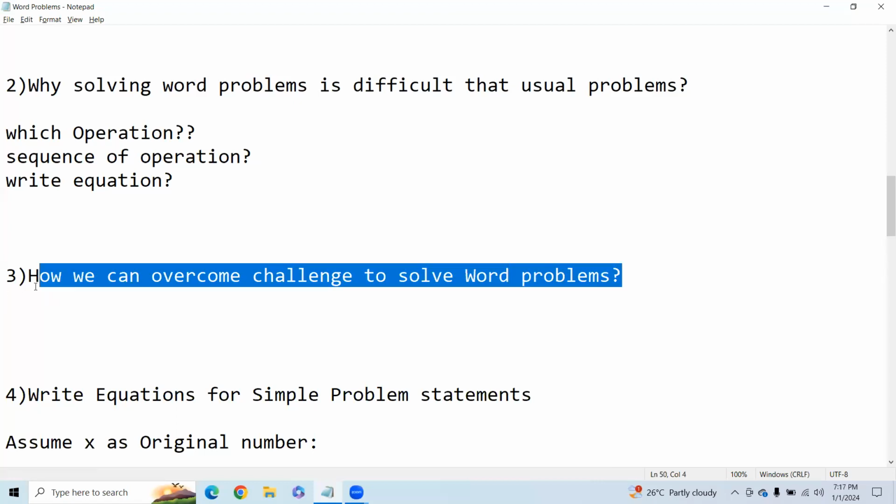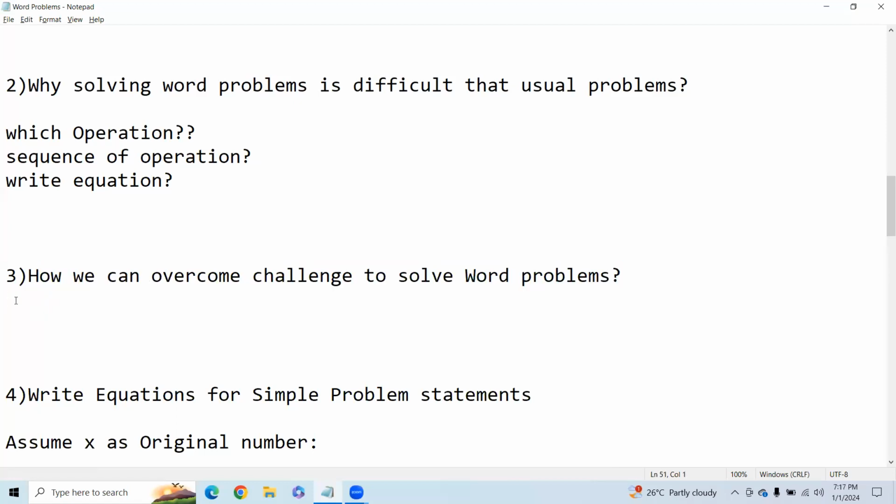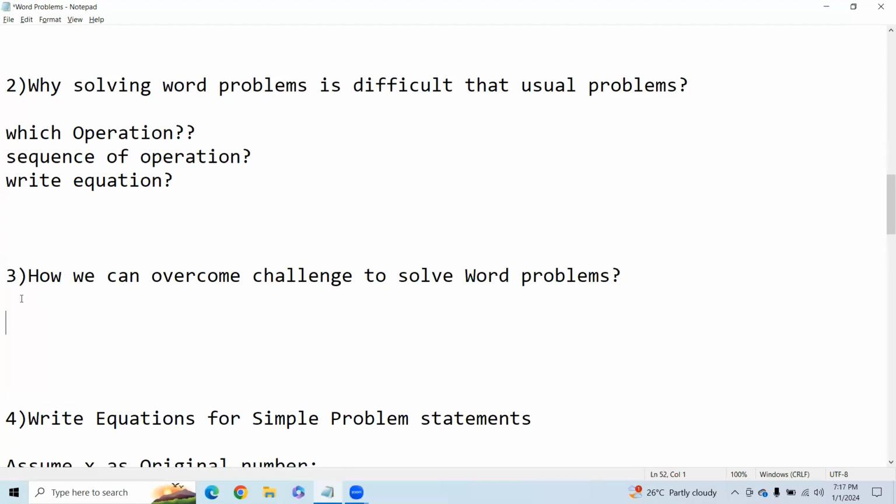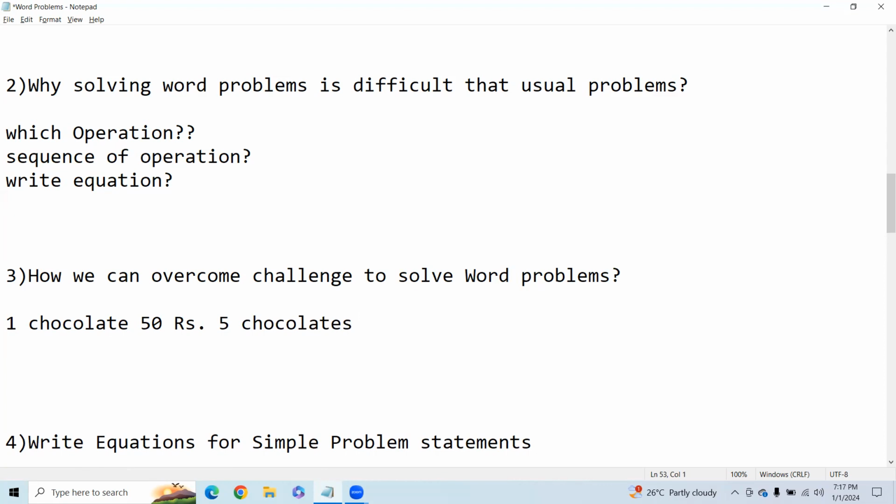Basically, in your day-to-day life, you come across a lot of scenarios, like you go to a shopkeeper and purchase chocolate. Let's say one chocolate costs you 50 rupees and you are supposed to buy 5 chocolates. In such cases, you should be able to convert this statement into an equation. So basically, you should be able to do 50 into 5. Once you are capable of understanding this, word problem solving will be much easier.